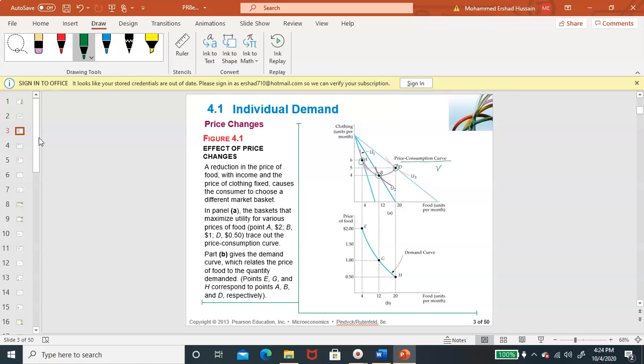different prices, right? So here we are measuring clothing on the vertical axis, food on the horizontal axis. This is the initial budget line, and at that budget line we are consuming 6 units of clothing when the equilibrium is at point A. This is the first equilibrium. Remember the tangent between the indifference curve, this one U1, and the budget line given by this. So that is equilibrium.